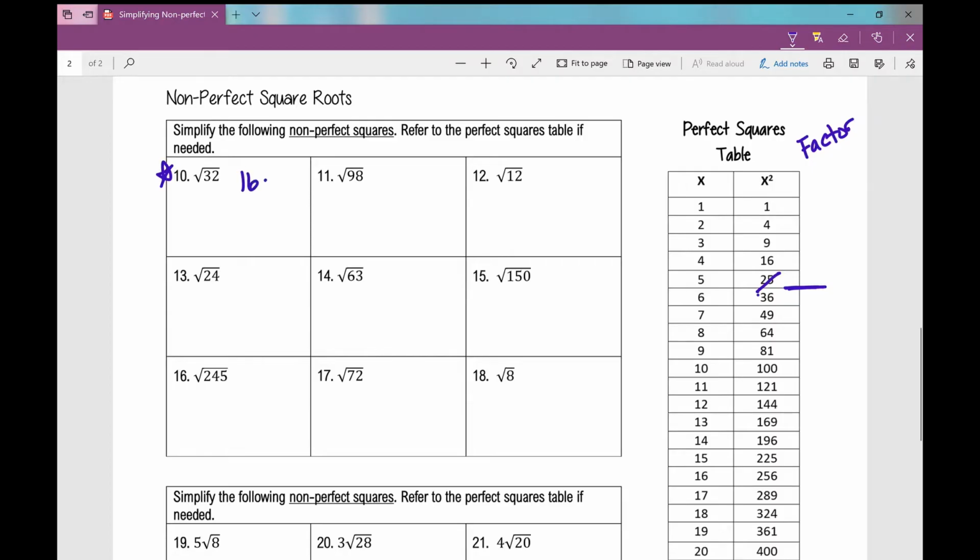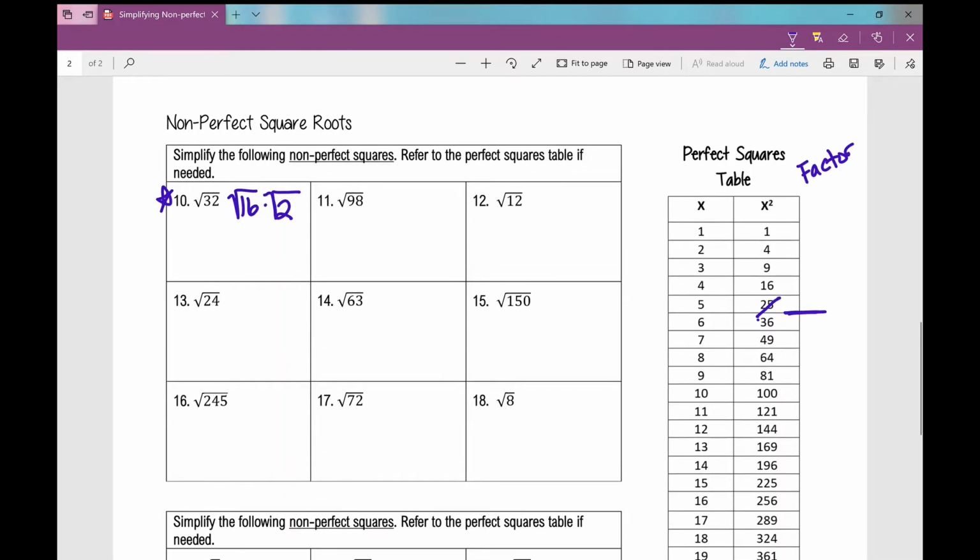So I'm going to write this. If 16 times 2 is 32, then the square root of 16 times the square root of 2 is the square root of 32. I can also write that like this. I'm going to write it up here. The square root of 16 times 2. But I like to write it like this. The square root of 16 times the square root of 2.